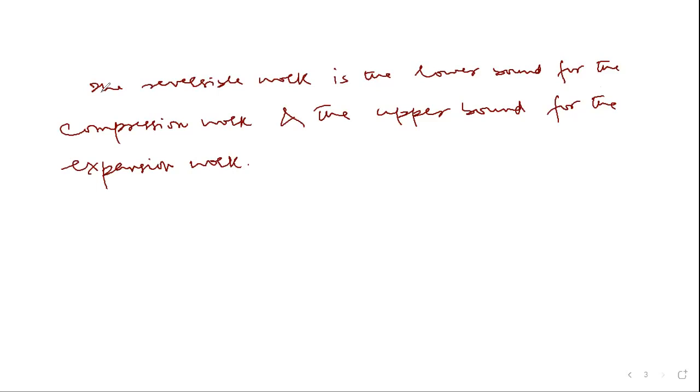This result for the expansion work can be generalized to an important statement that holds for all forms of work. I repeat, this result for the expansion work can be generalized to an important statement that holds for all forms of work. What is that result?